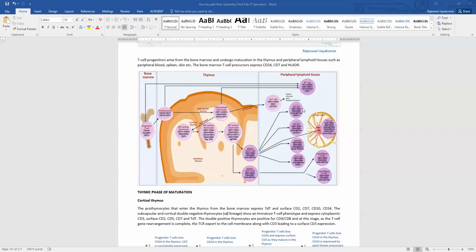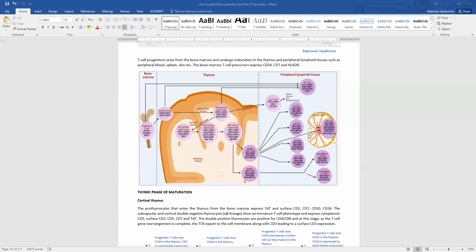T helper 1 expresses TBX21, or it could become T helper 2, which expresses GATA3. It could become a T follicular helper cell in the germinal centers of the lymph nodes, and so they express markers like CD10, BCL6, ICOS, CXCL13, CD57, and PD1. If you remember, the neoplasm arising from these cells is angioimmunoblastic lymphoma, and it does express these markers as well.